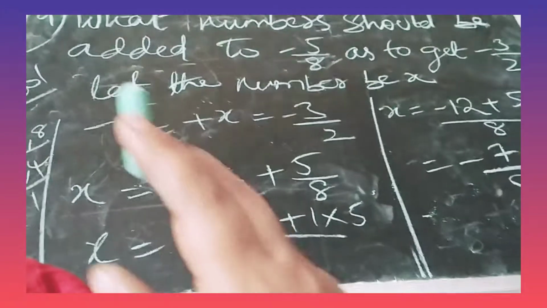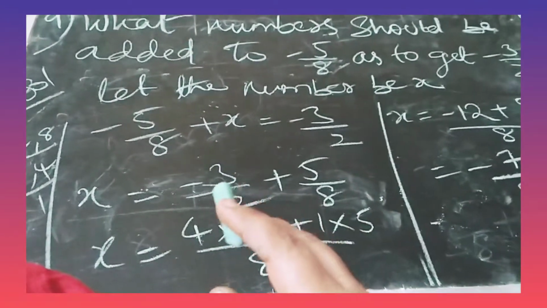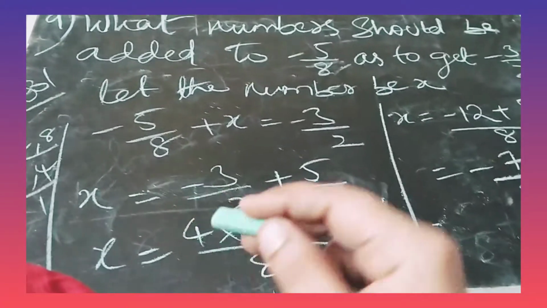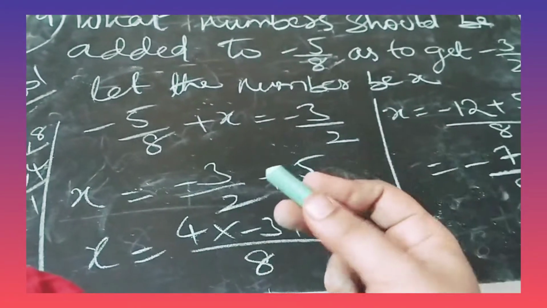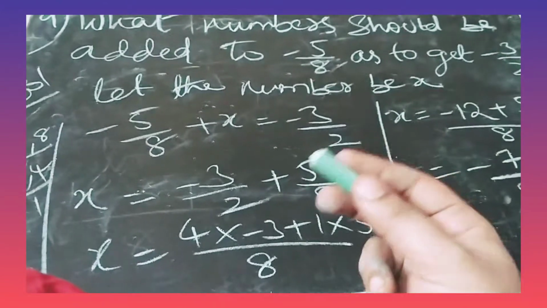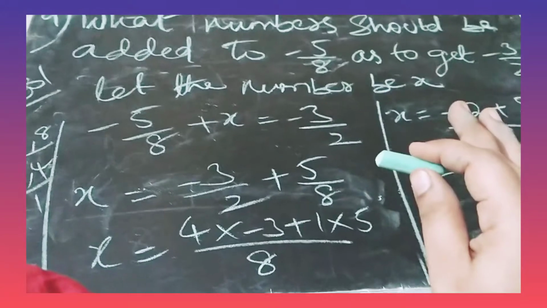Okay, so don't write x plus of minus 5 by 8. The answer will be wrong. Okay, so you have to add minus 5 by 8 with x. We are taking x as a number. Okay, you can take a, b, y, whatever you want to take, you can take. Minus 5 by 8 plus x is equals to minus 3 by 2.